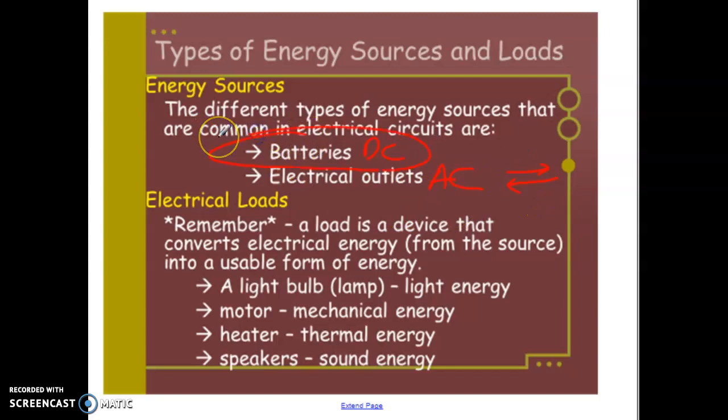But all of the circuits that we're going to be drawing and dealing with are going to be with batteries. So it's going to be direct current only, meaning there's only one direction of flow.